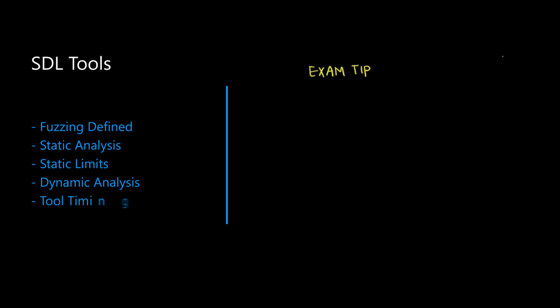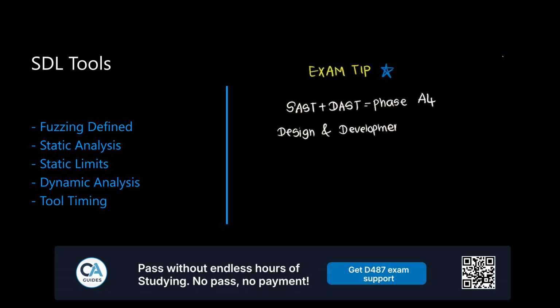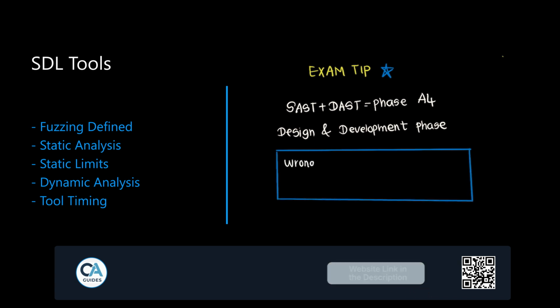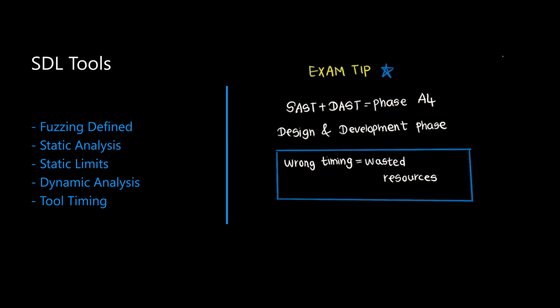On the exam, know that SAST and DAST primarily show up during the design and development phase of the SDL, which is the A4 phase in the model we are discussing. The timing matters because running these tools at the wrong point in the life cycle reduces their effectiveness and can waste resources that would be better spent elsewhere.